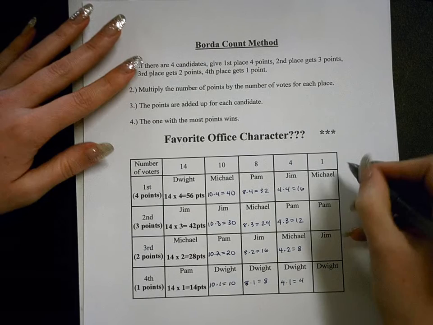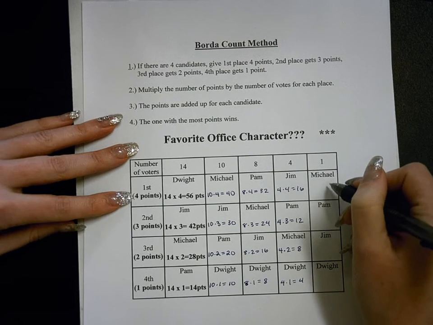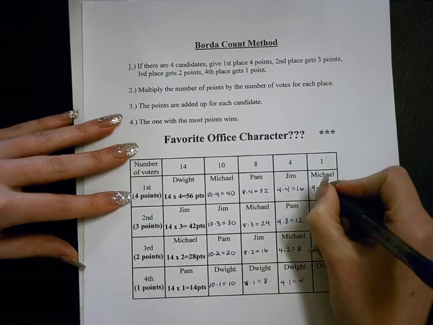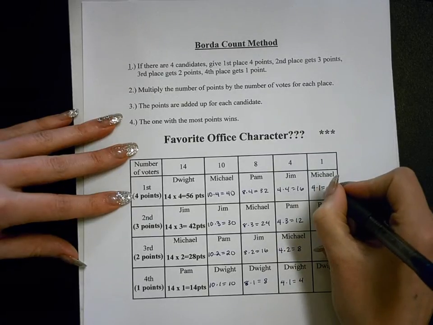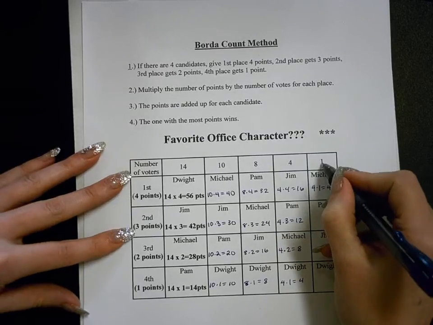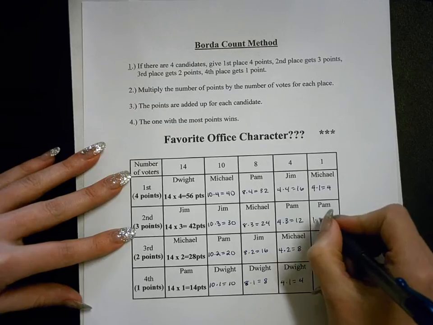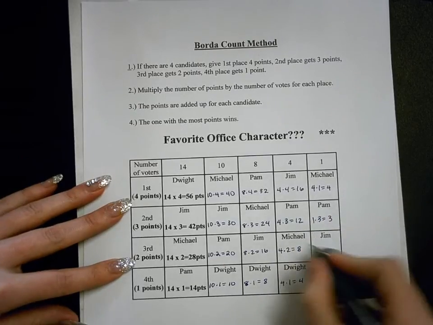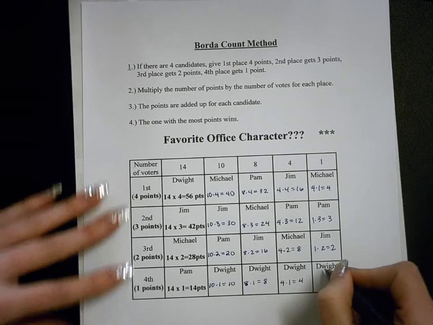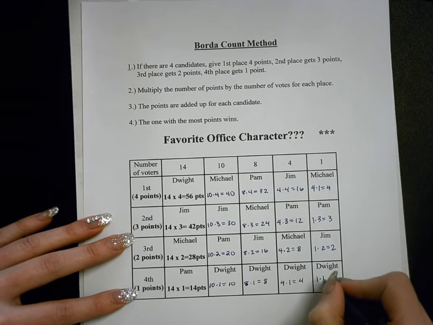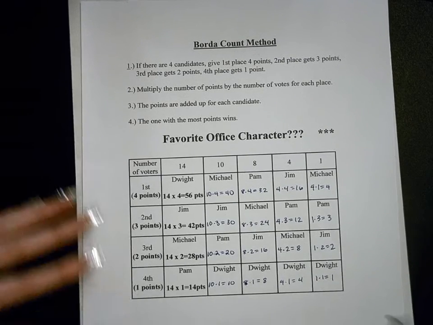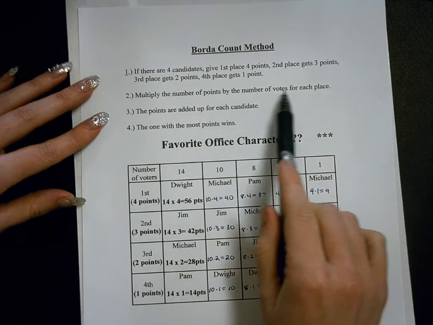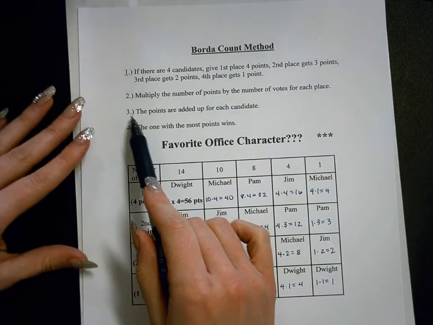And this last column, Michael's in first place, and there's only one person that voted this way, so it's just going to be 4 times 1 equals 4. We have 1 times 3, which is 3. 1 times 2, which is 2. And 1 times 1, which is 1. So now we have multiplied the number of points by the number of votes for each place. We've done that. Now it's time to go on to the third step.